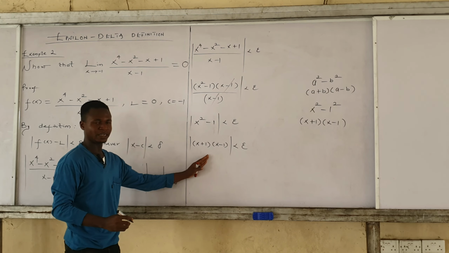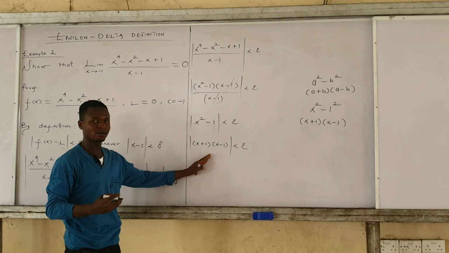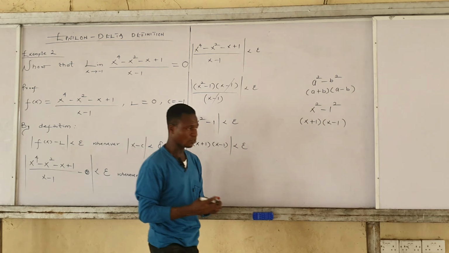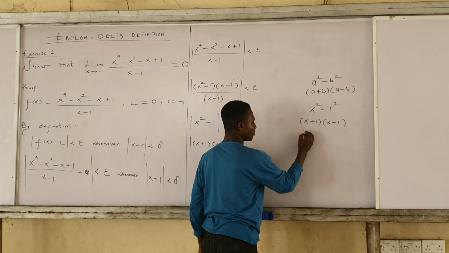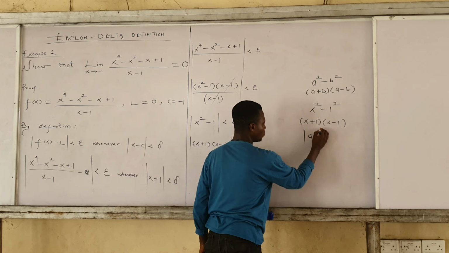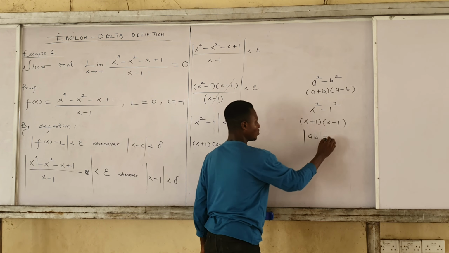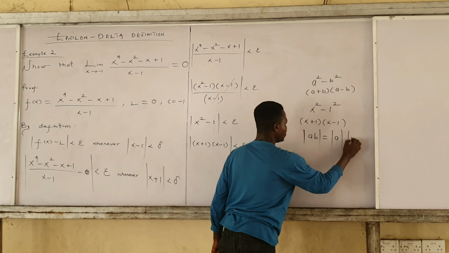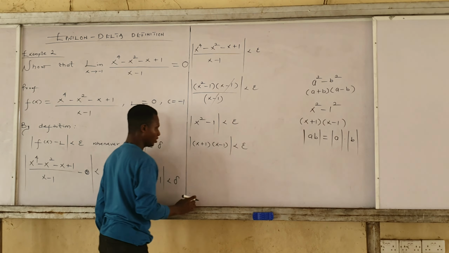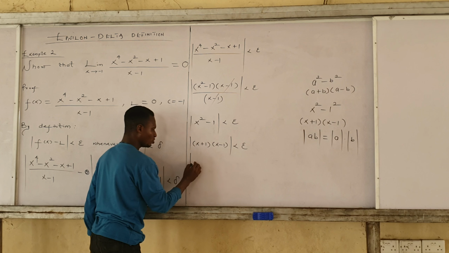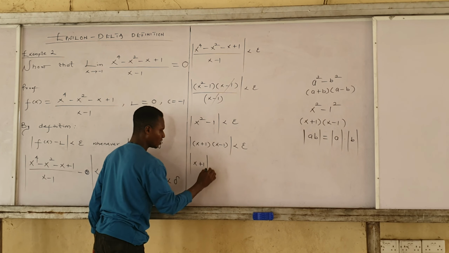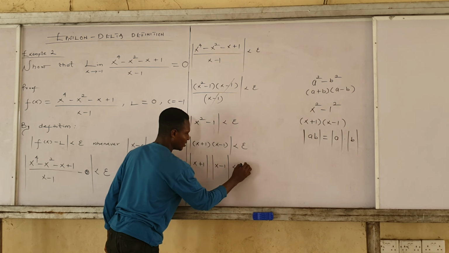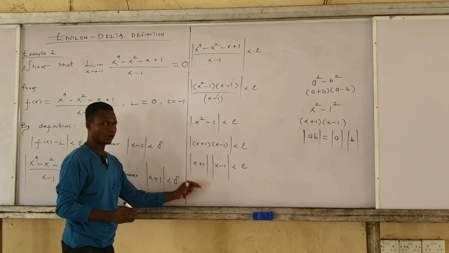So how do we simplify this now? What we want to do right now is apply what is called the properties of an absolute value. That is to say that if we have, for example, the absolute value of a times b, it is the same thing as the absolute value of a times the absolute value of b. So applying that knowledge here, we have this to be given by the absolute value of x plus 1 times the absolute value of x minus 1, and this is less than epsilon. So this is where we are now.